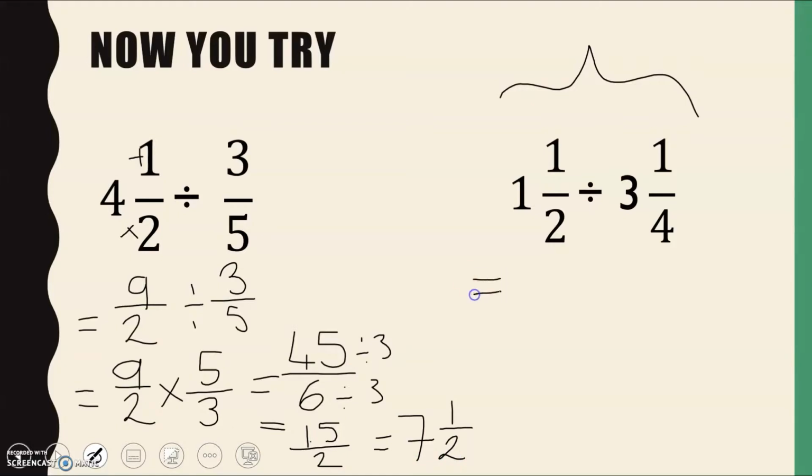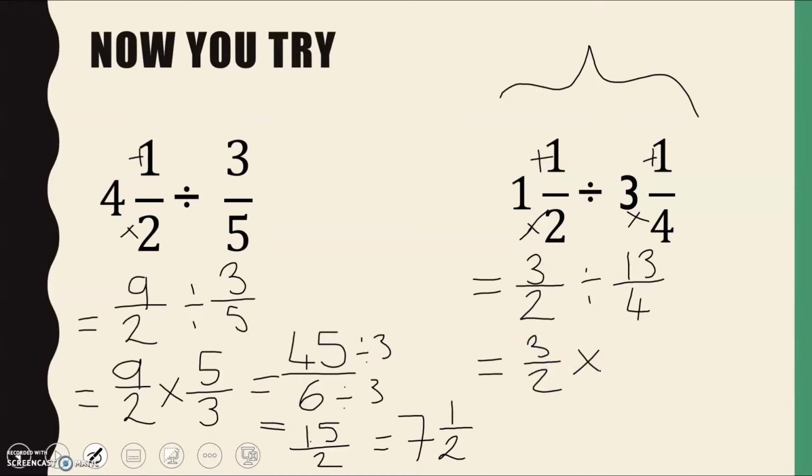For our next one then, 1 times by 2 is 2, plus 1 is 3. So I've got 3 halves. Keep it as a divide. 3 times by 4 is 12, plus 1 is 13. So that's 13 over 4. And then keep my first fraction the same. Change divide to times. Flip my second fraction.